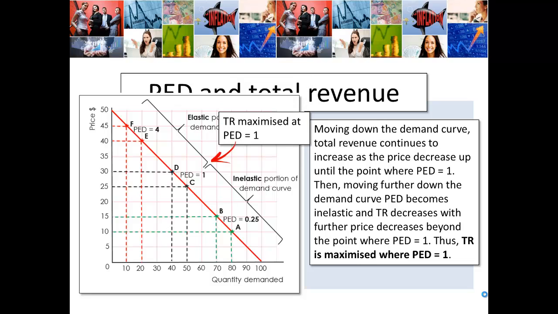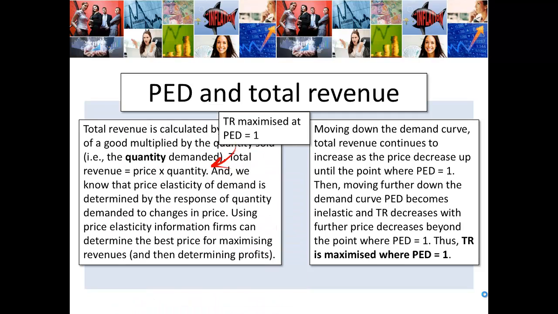So moving down the demand curve, total revenue continues to increase as the price decreases, up until the point where price elasticity of demand equals 1. Total revenue is maximized here where price elasticity of demand equals 1. As we pass that point and move further down the demand curve, price elasticity of demand becomes inelastic and total revenue starts to decrease with further price decreases. So that proves to us that total revenue is maximized where price elasticity of demand equals 1.